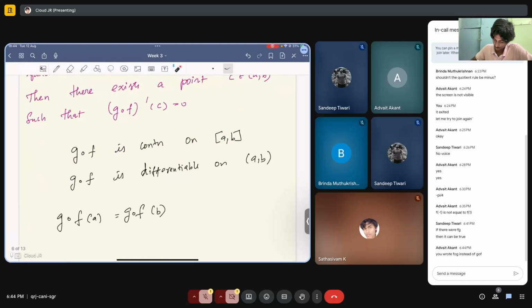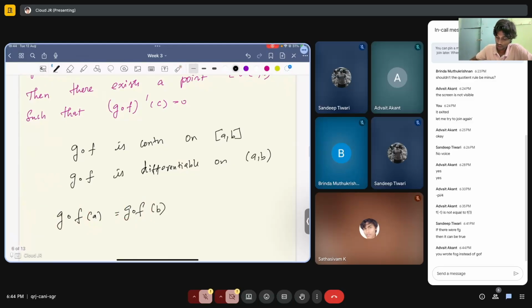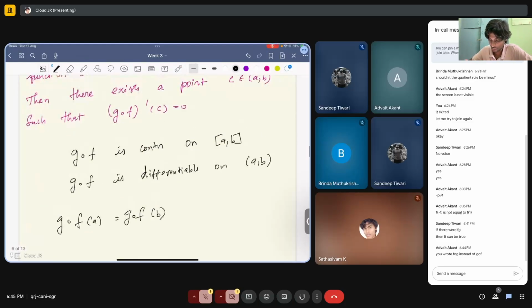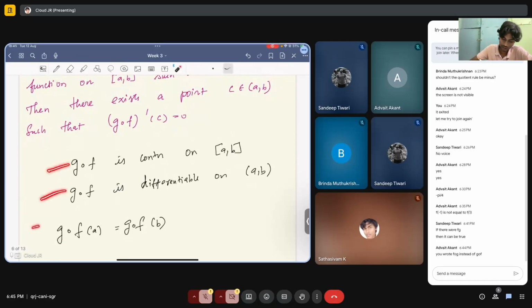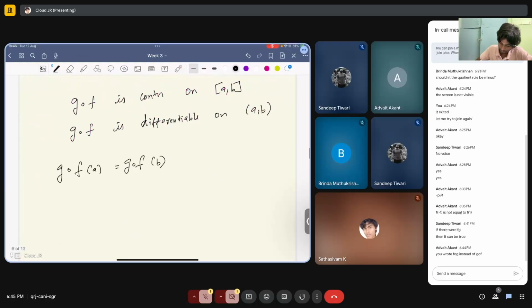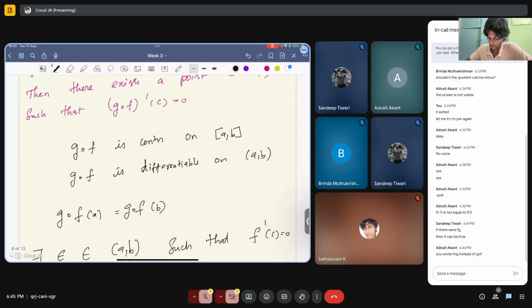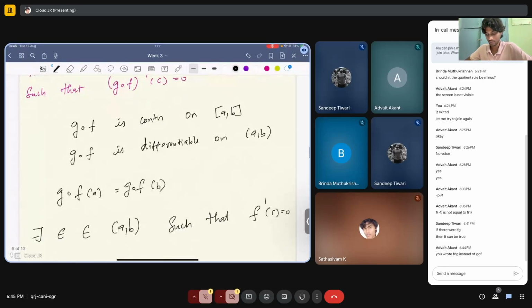Okay. So you have all three properties of Rolle's theorem here. Now you can just apply Rolle's theorem, right? What Rolle's theorem says is once you have all three properties, there exists c belonging to the open interval (a, b) such that f prime of c is equal to 0. Okay, so this is what Rolle's theorem says. Okay, good. Let's proceed further.